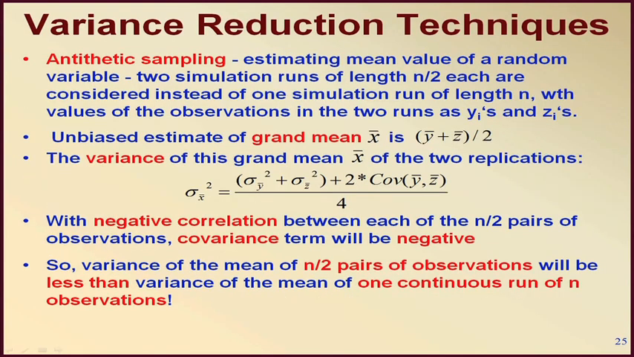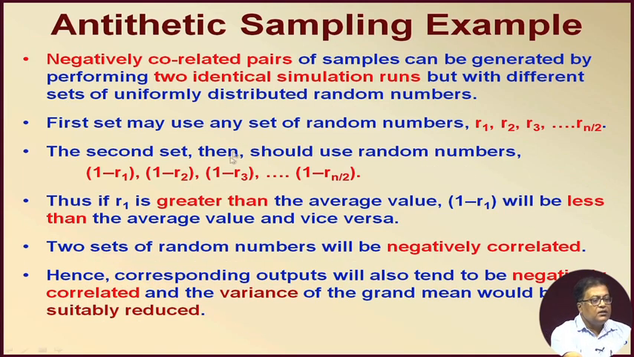Let us see what happens. Estimating, that is what we are doing really. So, variance of the mean of n by 2 pairs of observation will be less than the variance of the mean of the one continuous run of n observation. So, with negative correlation between each of the n by 2 pairs of observations, covariance term will be negative, right, because we are running 2 sets of runs, each with n by 2, and if this negative correlation remains. Again, how is this negative correlation possible? Let us look at this example that I have already given.